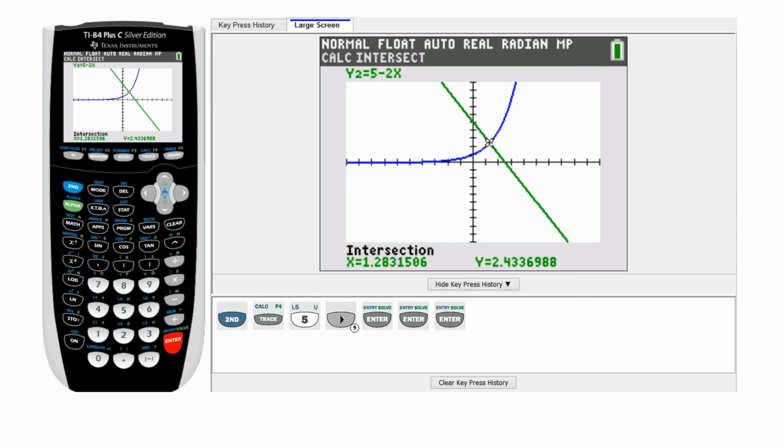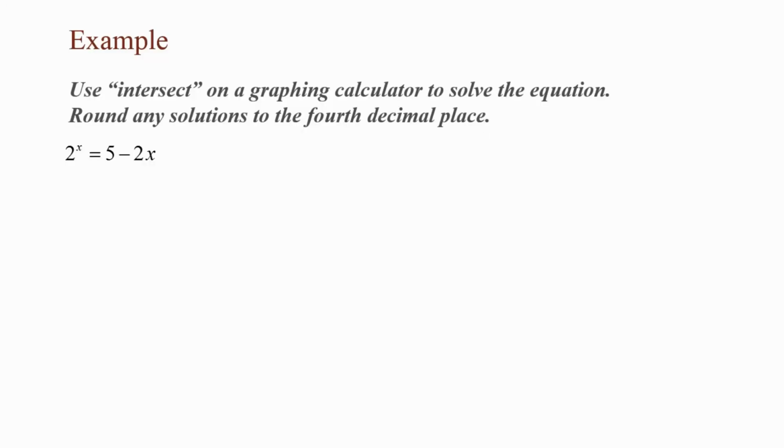And my intersection x equals 1.2831506, y equals 2.433698. We're interested in what x is using our fourth decimal place. x equals 1.2832.